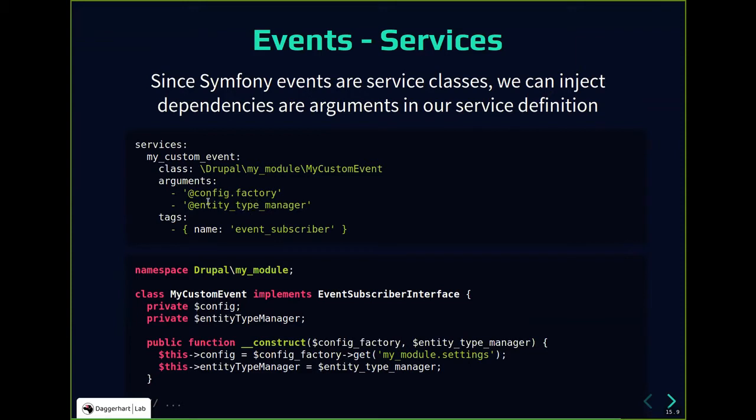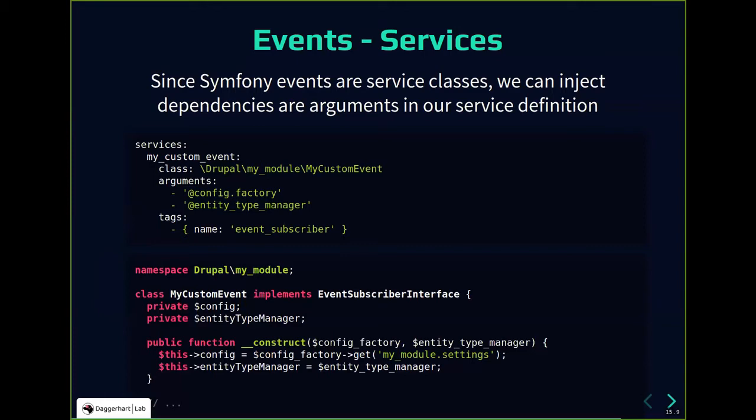Because the container is going to look at arguments before it makes our event class, it's going to say, oh, this event wants a copy of the config factory and it wants a copy of the entity type manager. So when we write our custom event subscriber in a module, the way that we do dependency injection is the way that we do it for every other service. You define the arguments in your event details here, and then the constructor for your event class will expect those parameters to be passed in. So this is dependency injection with events in Drupal. And it's very simple because events are services. There's really nothing new here at all.